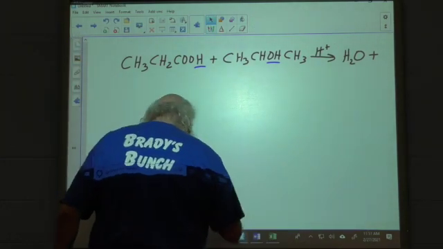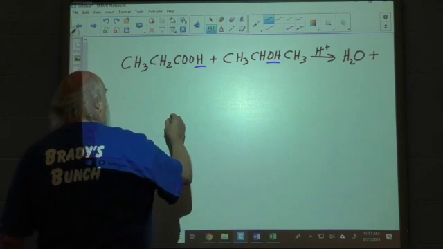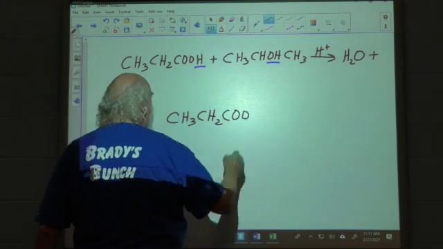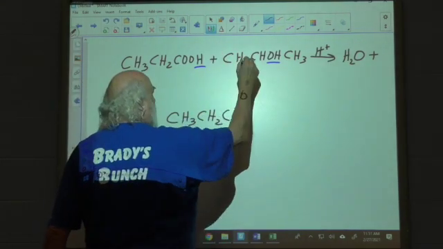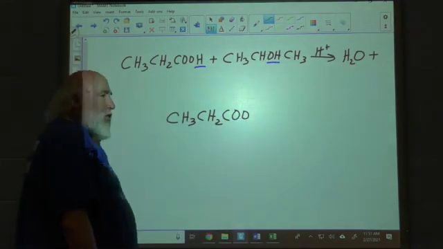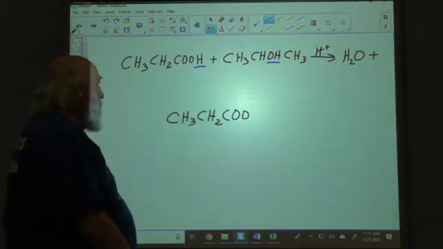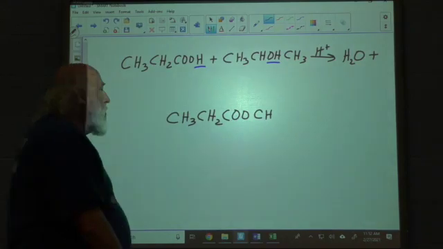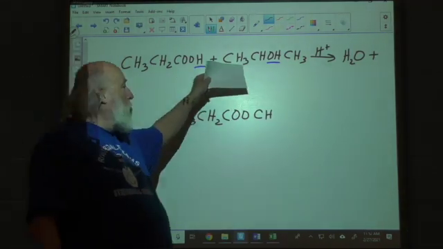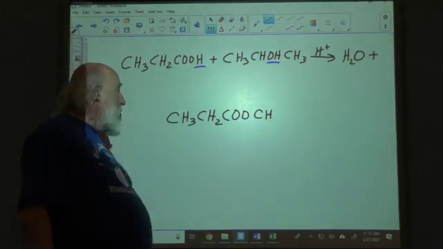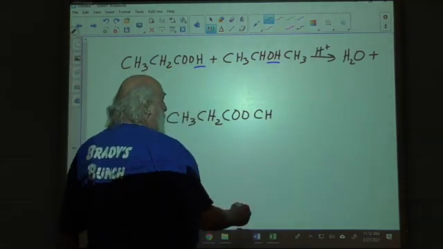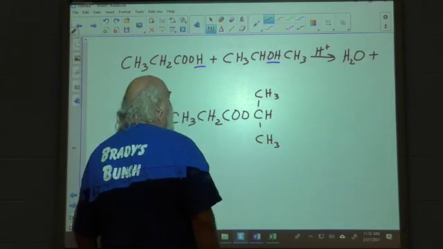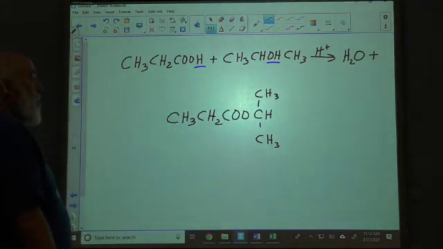So, in drawing the structure, CH3, CH2, COO. This oxygen is going to bond to this compound where the OH is. Now the OH is not on the end, it's on that second carbon, so this CH group belongs right there. Now, that is also bonded to two methyl groups, if you will, two carbons. You can draw it a number of ways, but I'm going to draw it this way. It's CH3 here and CH3 here. Okay?